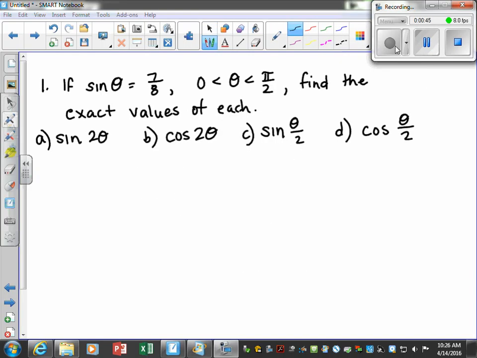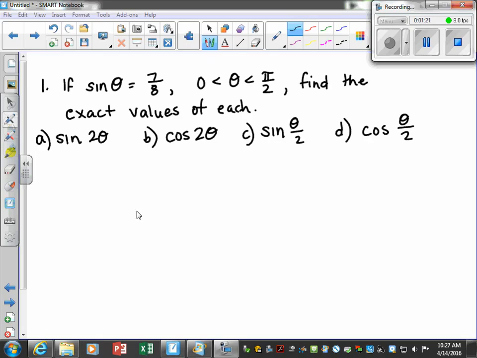Okay, so let's start with our first example. Given sine of theta is 7/8 and theta is in the interval between 0 and pi halves, now you need to see these as in which quadrant does that put us in. So this is between 0 and 90 degrees. So this is actually just telling us theta is in quadrant 1. Find the exact values of, we're going to work on the double angle of the sine, the double angle of cosine, half angle of sine, and half angle of cosine. So we'll work through all four parts of this problem.